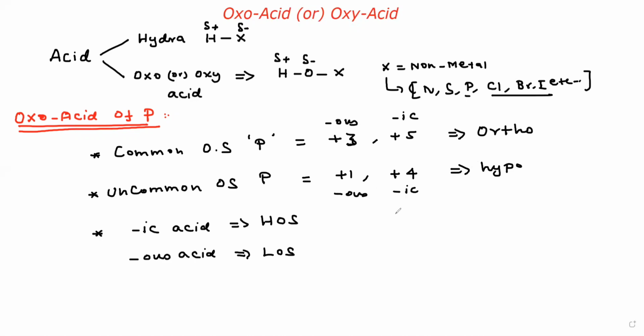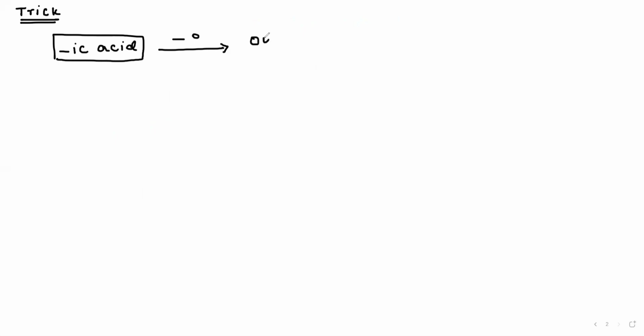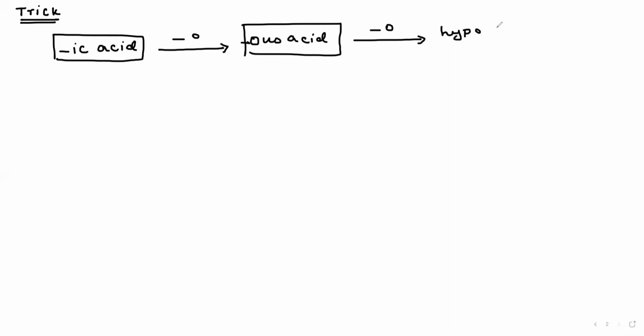Understand? Very simple. Now I'm going to teach the overall trick for all the oxy acids of phosphorus. This trick is very helpful from the exam point of view. Please note the trick to memorize the oxy acid of phosphorus formulas. Now see, if we take Ic acid, which is the higher oxidation state, and remove oxygen from the Ic acid, we get Us acid. Again, remove oxygen from Us acid, I get hypo acid.